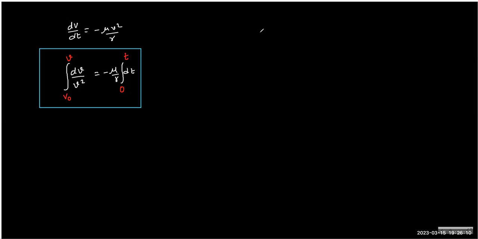So now can you solve? Siddhant? I got the answer as t is equal to minus r by mu into (V minus V naught) by V V naught. Okay, what is the integration of dV by V square? What will I get after integration? V minus V naught by V into V naught. Yeah, so after integration we get 1 by V, right?